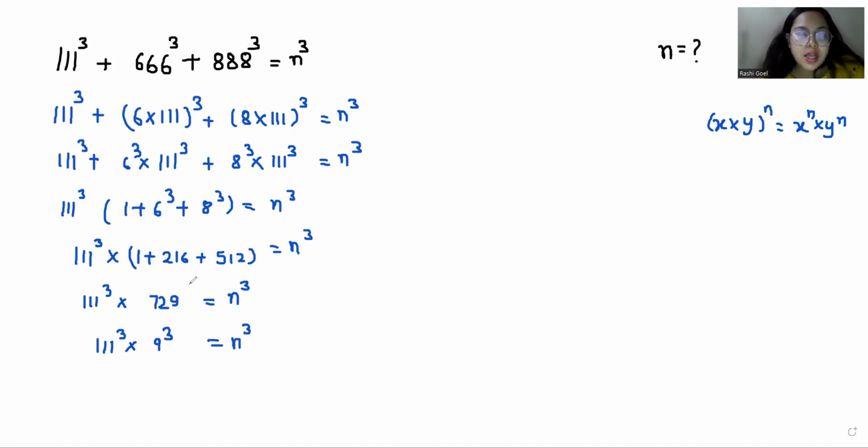Again, I'm going to use this identity. So we can write it as 9 times 111 whole cube is equal to n cube. Now, if we compare both sides, the cube we can eliminate. So the value of n is 9 times 111, which is equal to 999.